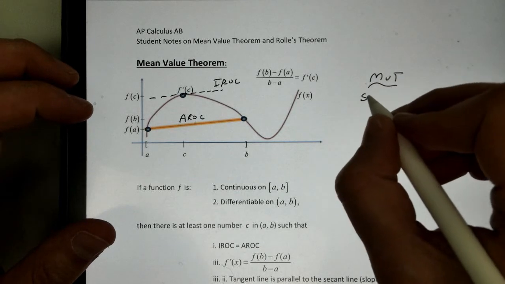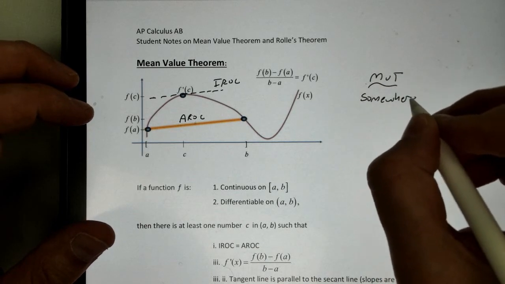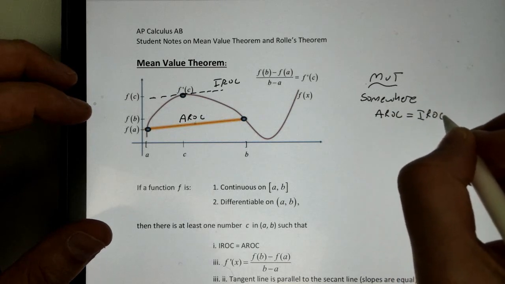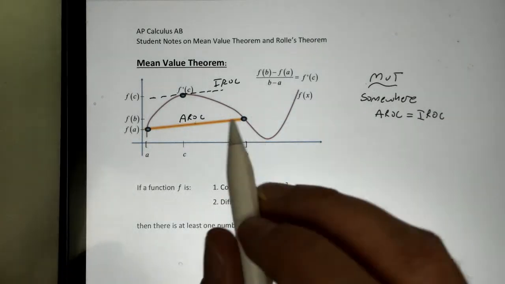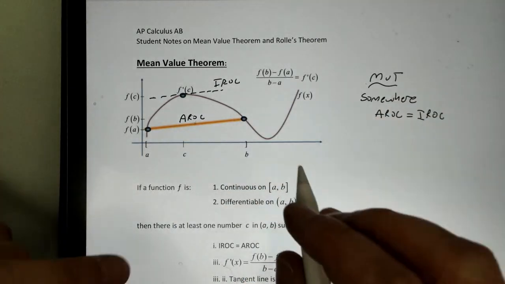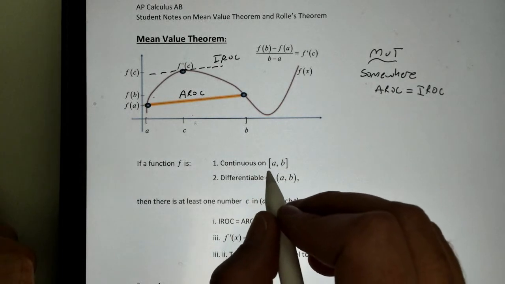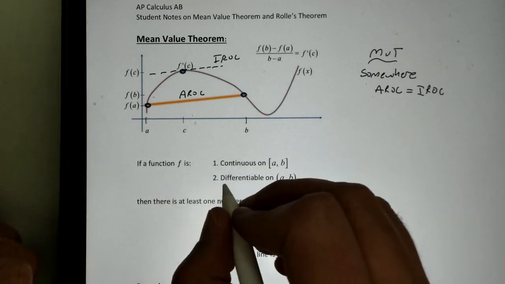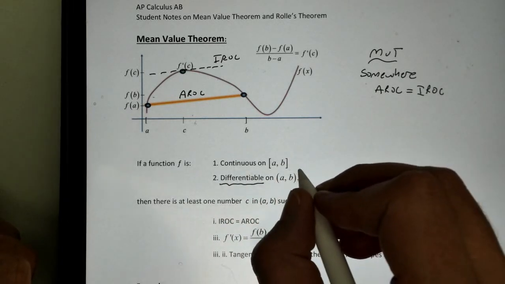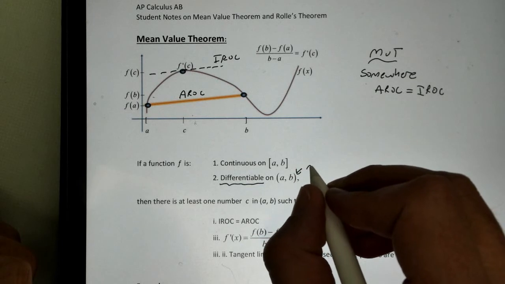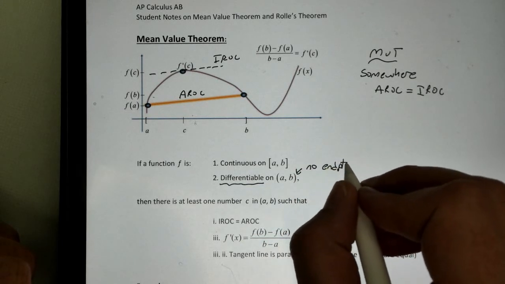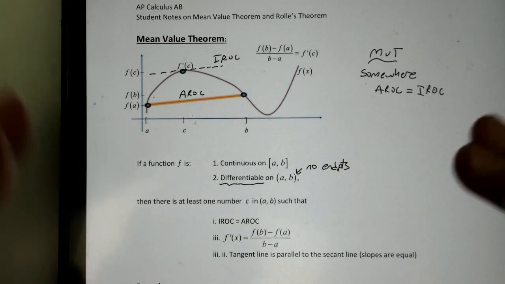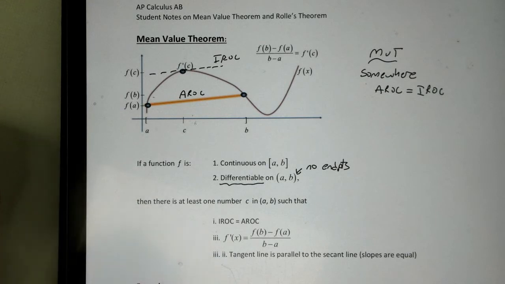It just says somewhere our average rate of change has to equal our instantaneous rate of change. There are some caveats, there are some rules to this. One, we say the function has to be continuous on a closed interval. And two, differentiable, which means the derivative must exist on an open interval. The reason we say open is because we don't like to use endpoints. We talked a little bit about that yesterday when we talked about the extreme value theorem. Slopes don't exist at endpoints, so we have to keep that as an open interval.